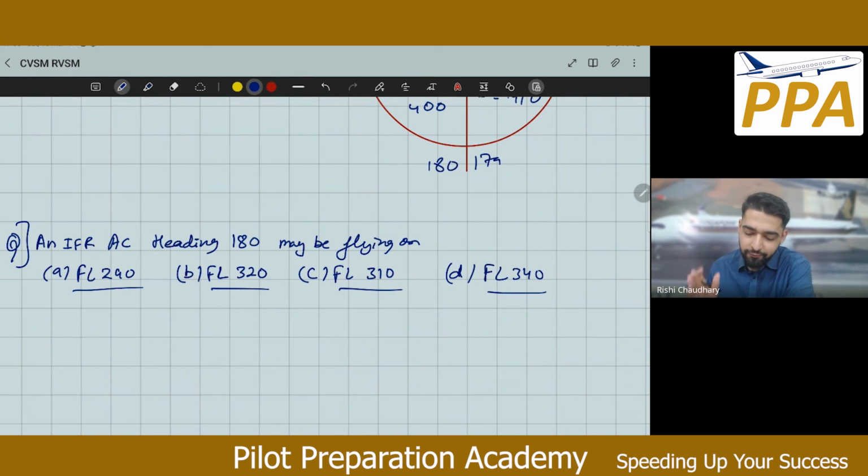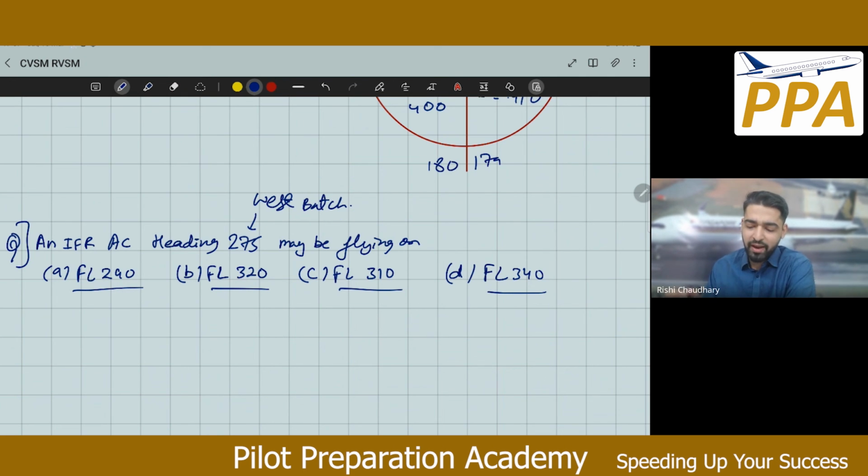An IFR aircraft heading 180 may be flying on. The heading is 180 again. If the heading is 180, we can clearly say that it is in batch 2. Or even if the heading is, just imagine, 190, or maybe if the heading is 275, all these are batch 2. Batch 2 means westerly batch. Okay, this west batch, WEST, west batch, right? All these are west batch, right?